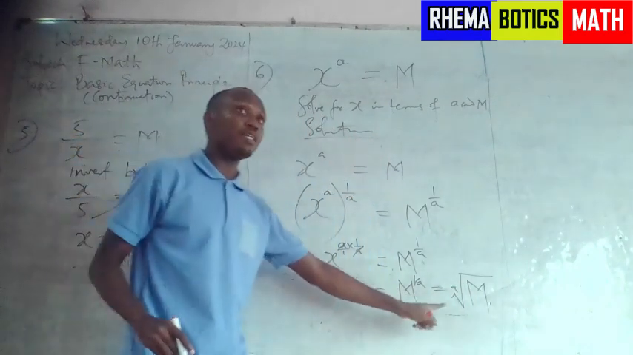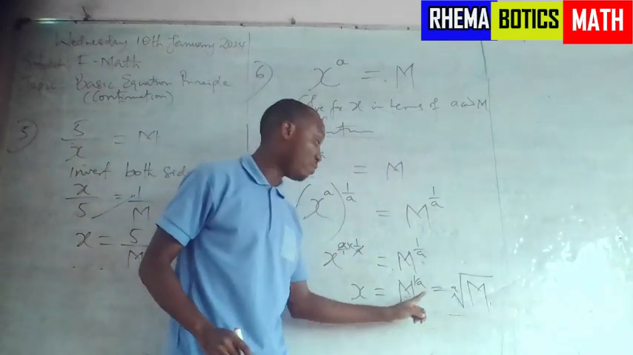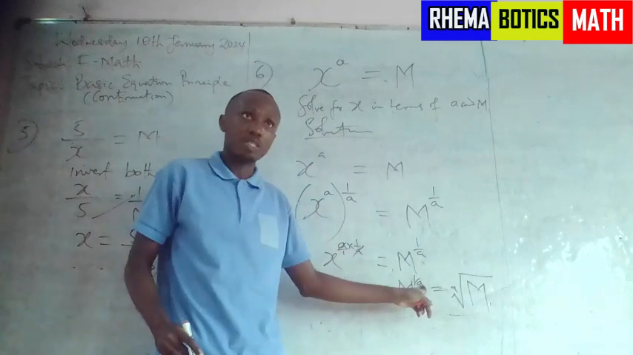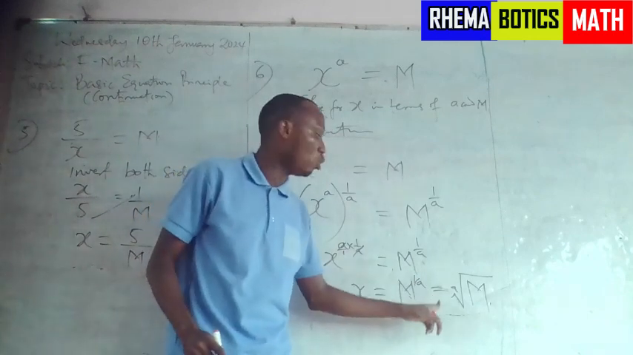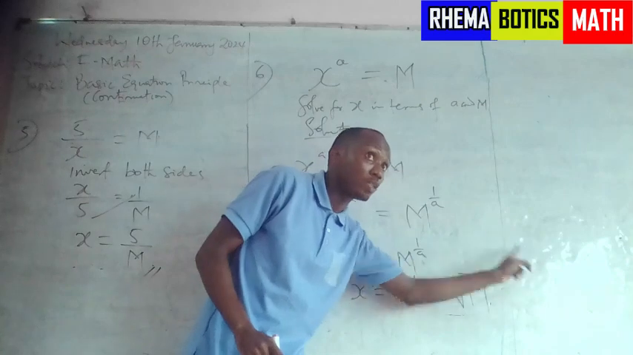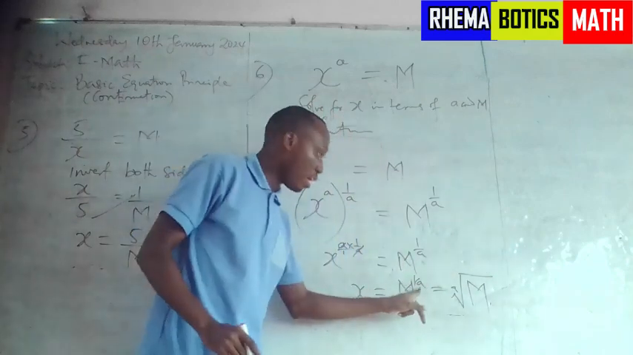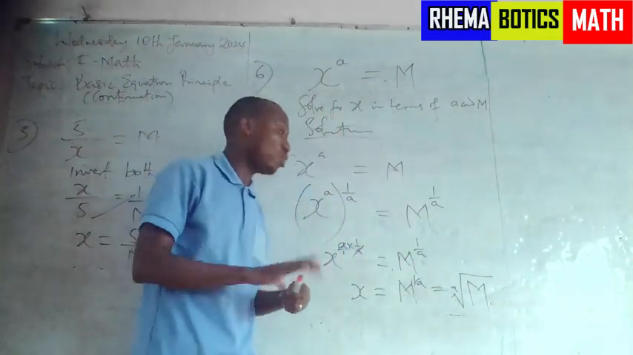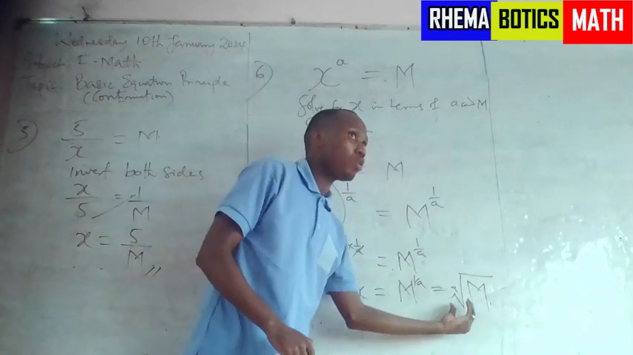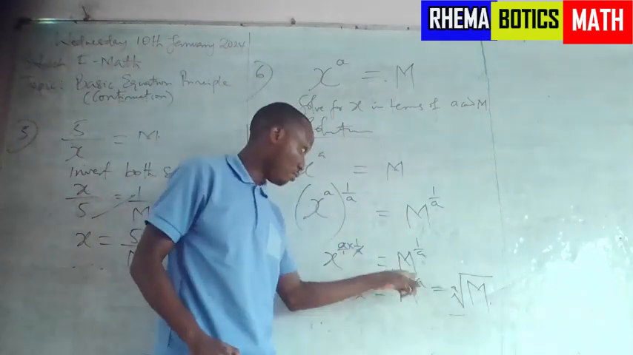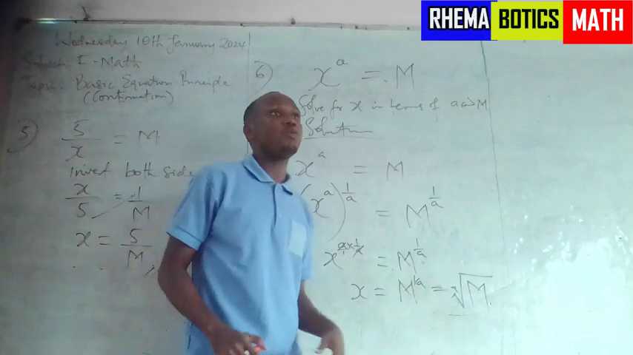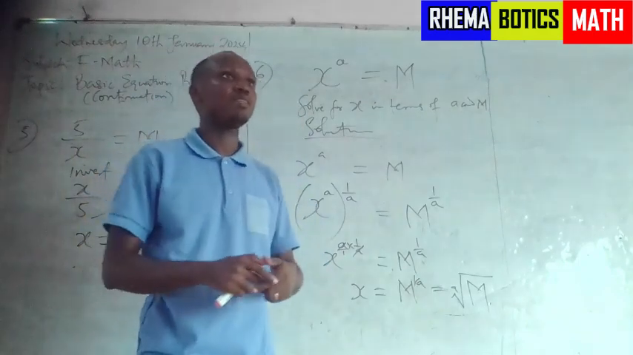Now, this is a law. If A were to be 2, that means m raised to the power 1 over 2, then it will be the square root of what? m. If A is 3, then it will be the cube root of m. That's if this A is 10. Do you understand? So when I say cube root, it means cube root of Mr.